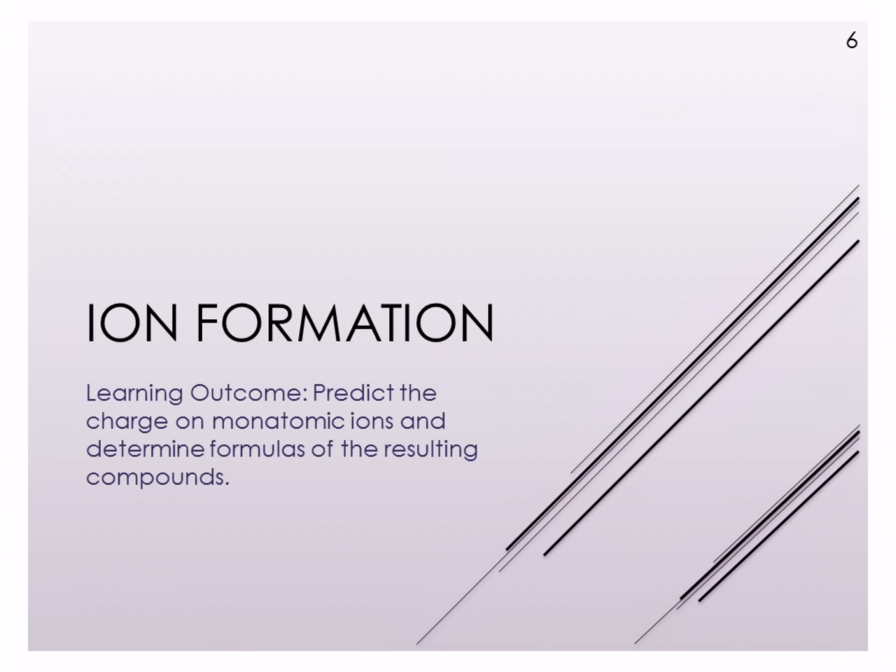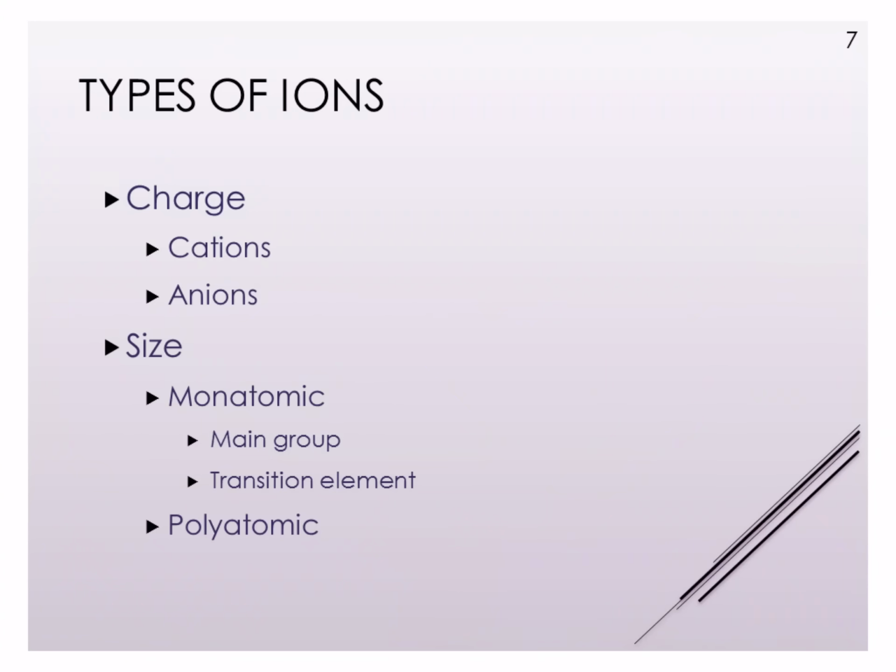Now what we want to look at is figuring out what the charges are on those monatomic ions and then figure out how we get the formulas for the compounds that result from the combination of a cation and an anion. So the first thing we want to worry about is the types of ions.